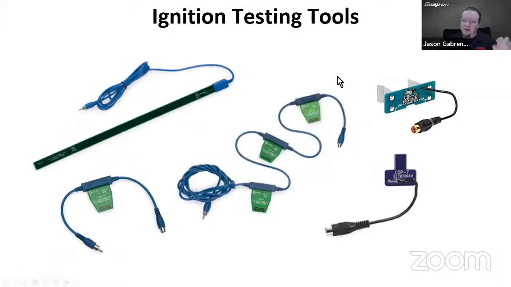Some other ways we can do this, we have a stick pickup, and we also have these flag pickups. The flag pickups are available in singles, doubles, and triples, and they are daisy chainable. You've got a male and a female, so I can string them together for however many cylinders I need. That's for coil on plug, and this is the least expensive way to get into it too. You can get a whole set of 8 for just over $100, or maybe even a little less. That is by far the least expensive way to go about it.